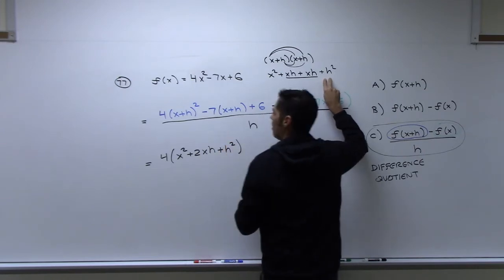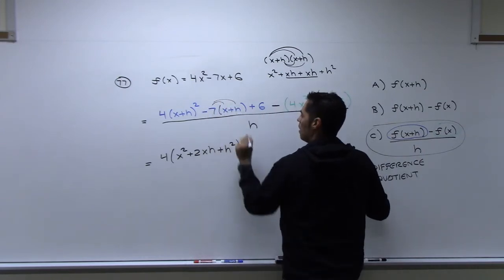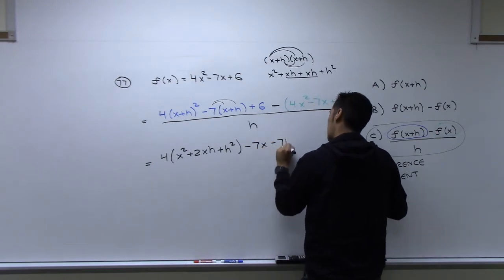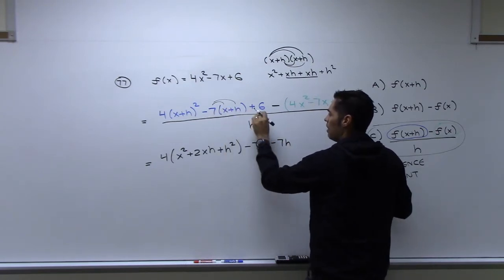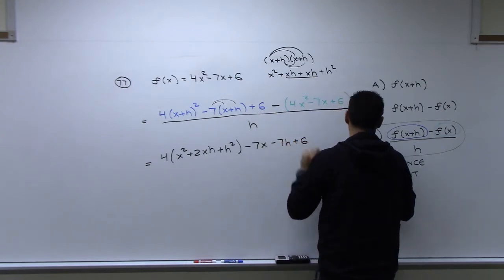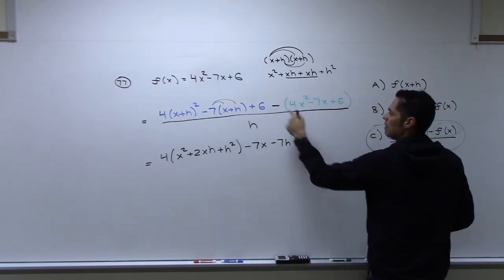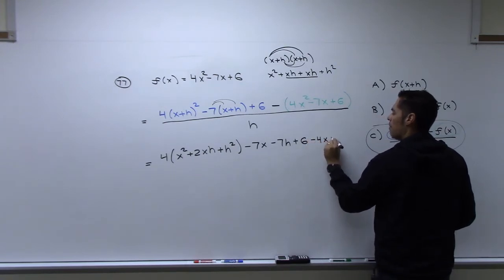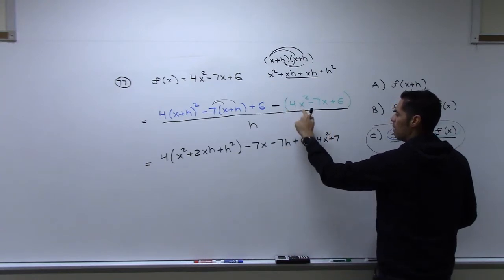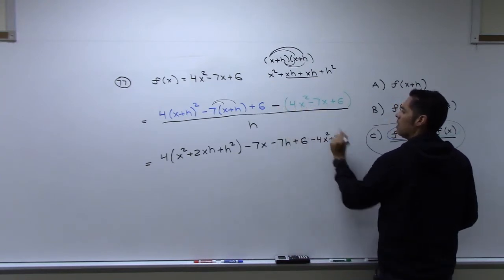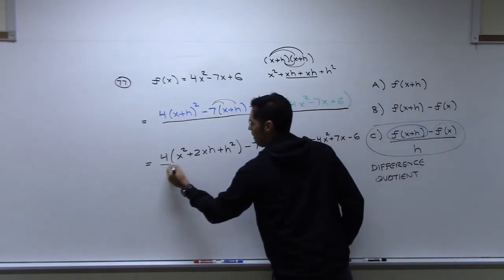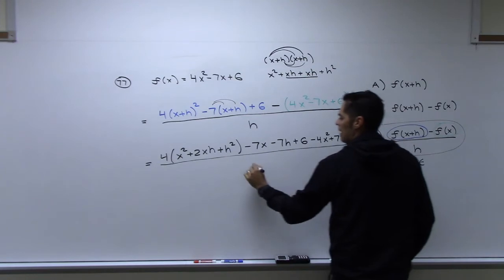Okay. Then I'm going to distribute this negative 7 through, negative 7x, and then negative 7h, so negative 7 goes to both. Plus 6 is still there. I'm going to run out of room maybe. Let's see, now my minus through here. So minus 4x squared, plus 7x, and then minus 6. And then all of this is divided by h.